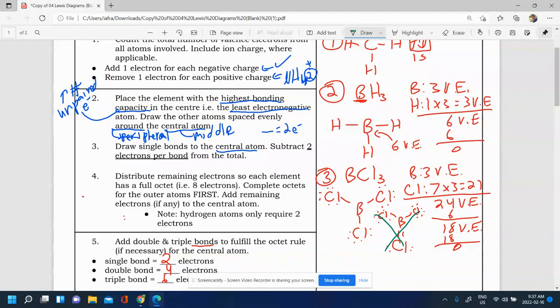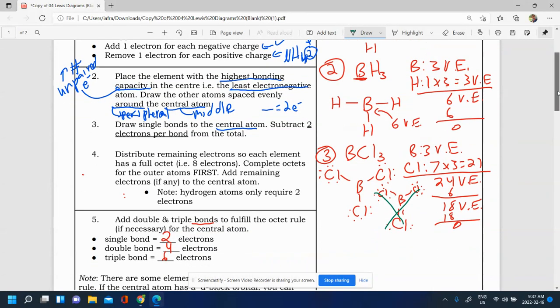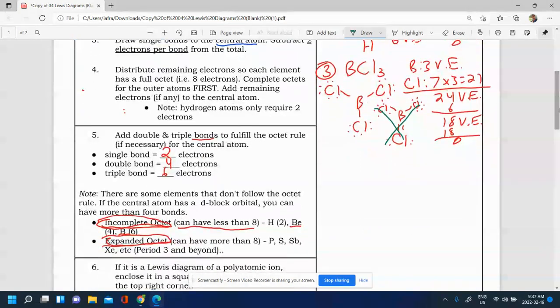So even when you do have the ability to make double bonds or triple bonds or whatever be the case, when something's connected to boron as a central atom, you leave it as an incomplete octet. So they want to be incomplete octets when they can be.